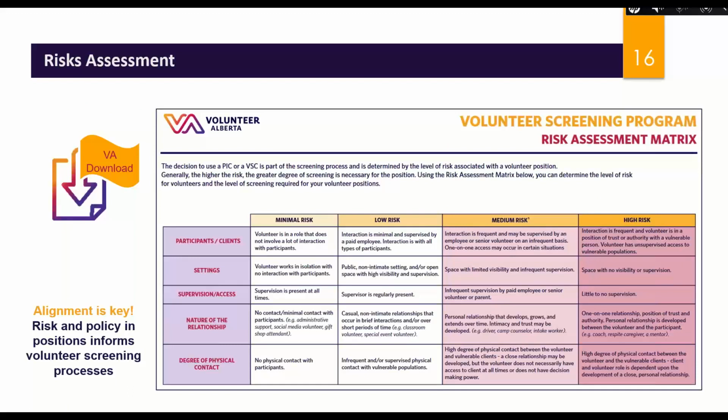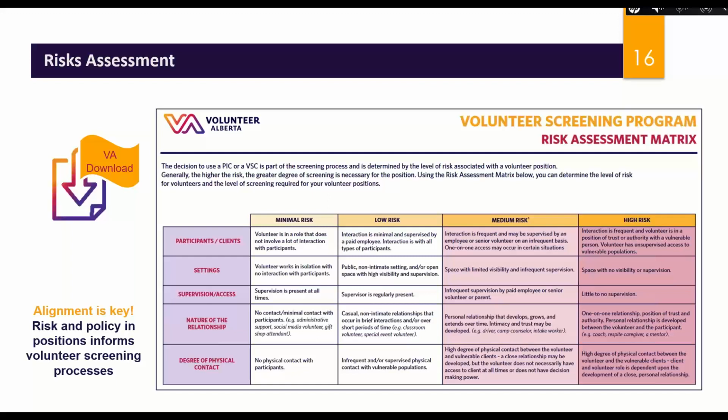So in the process of deciding to get a police information check, the risk assessment matrix is a tool that can help you explore some of the concepts we just discussed and what those terms might look like in a specific volunteer position for your organization. So I do believe I also attached this risk assessment matrix as a handout to the presentation, so you guys can take a look through that, and it might be helpful for you as well.